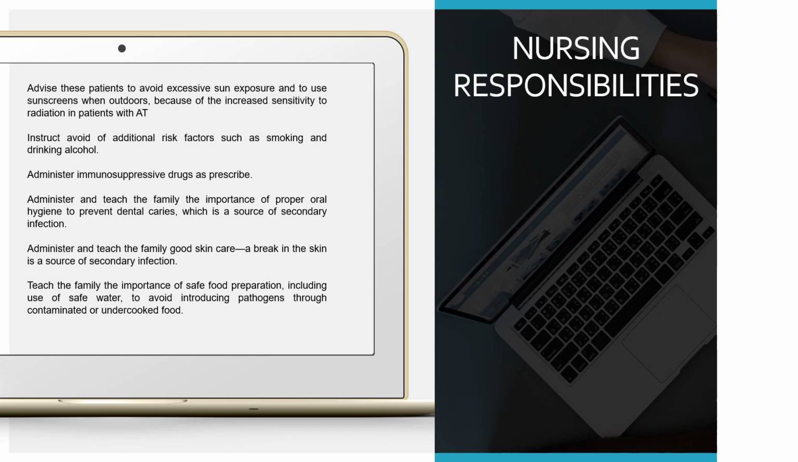Instruct to avoid additional risk factors such as smoking and drinking alcohol. Alcohol and smoking suppress the immune cell function of the T cells or B cells. Then, administer immunosuppressive drugs as prescribed to ensure engraftment of depleted bone marrow during transplantation procedures.